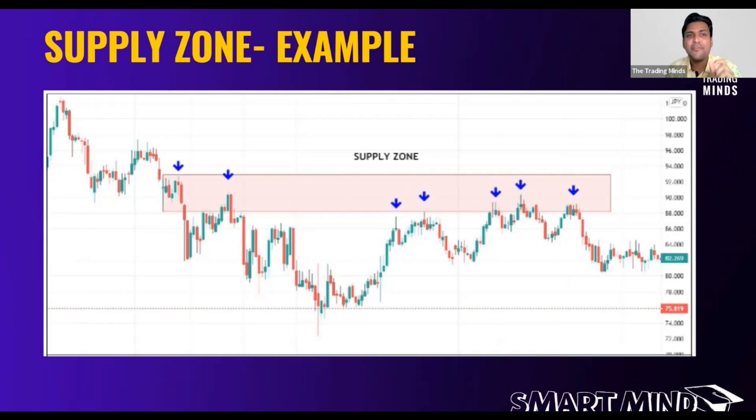A supply zone is an area where you can start seeing big red candles or long wicks. Suddenly I see a big red candle here. At this place, a big red candle. Again here, long wick, long wick, long wick. A wick, the small line, means rejection. There is a rejection, the price is not able to move above this area. So this is called what? Supply zone. Clear?